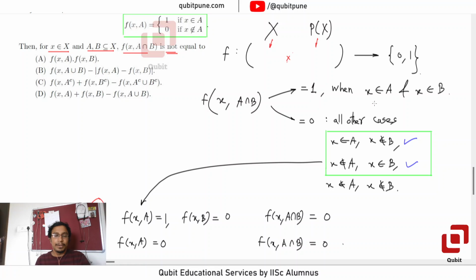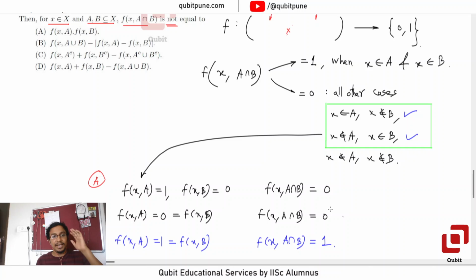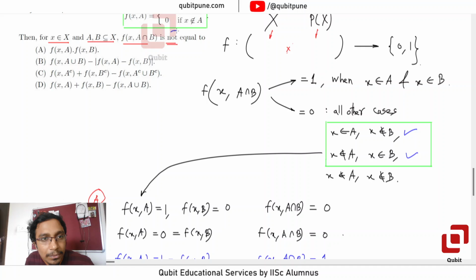And how about when it belongs to both? Yes, that's true. When it belongs to both of them, then obviously it has to be 1, right? If it belongs to A, and if it also belongs to B, then can we say that it belongs to A intersection B? Of course, that's the conclusion. So what is written in option A is correct. They are saying is not equal to. So we cannot mark option A.